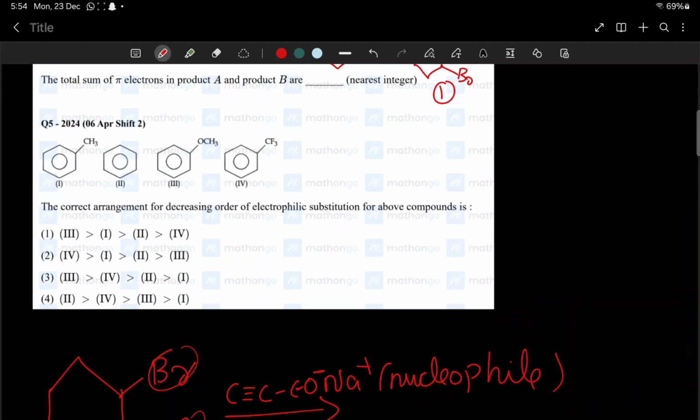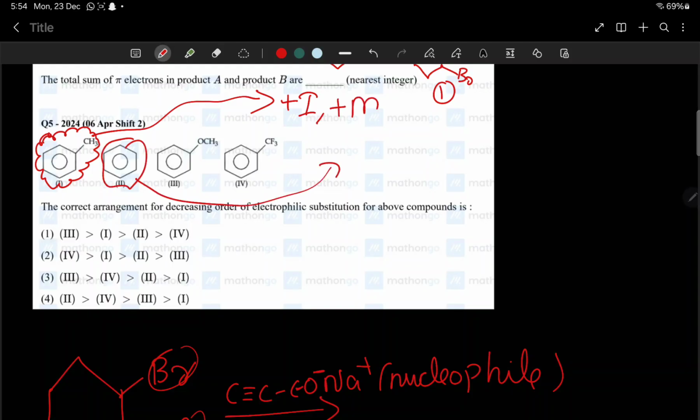Question number 5. The correct arrangement for the order of electrophilic substitution reaction of the above compounds. Most electrophilic substitution reaction for this one, we have discussed in part 1 for the January session. I told that plus I effect, plus M effect. This first one is plus I and plus M. The second one is having no special effect, but it's a neutral group.